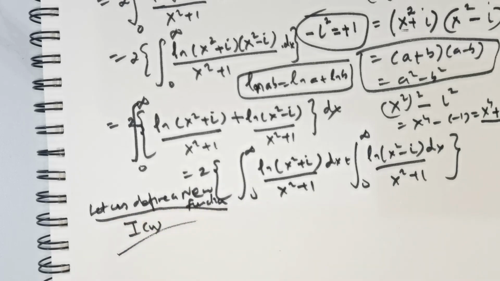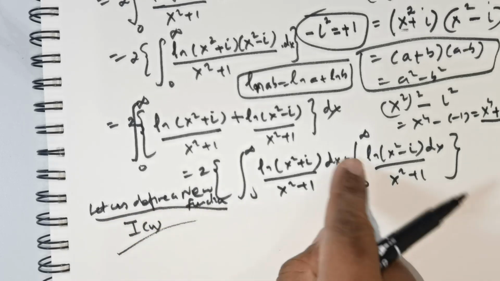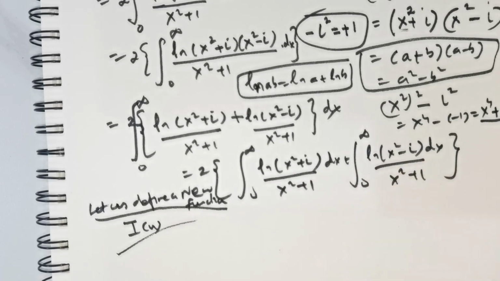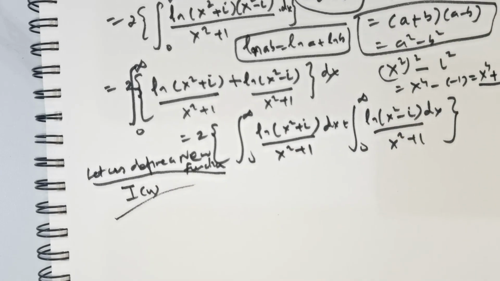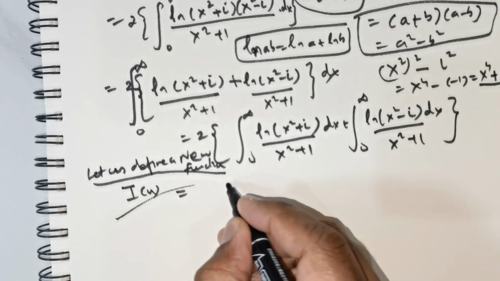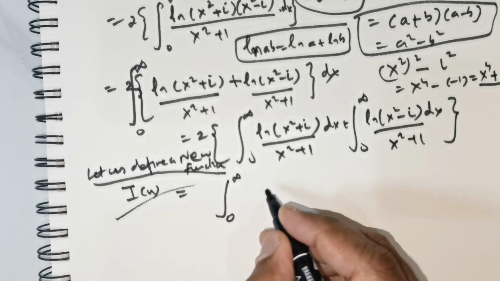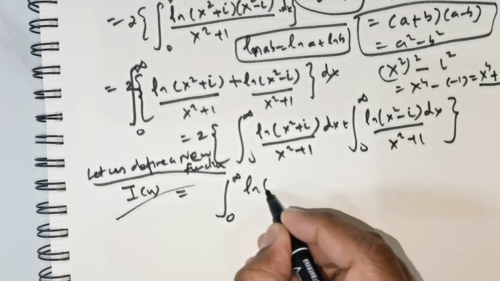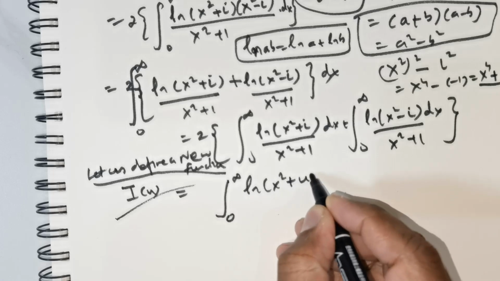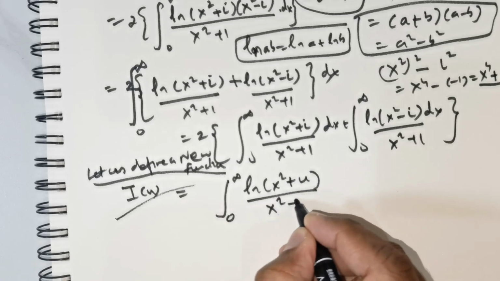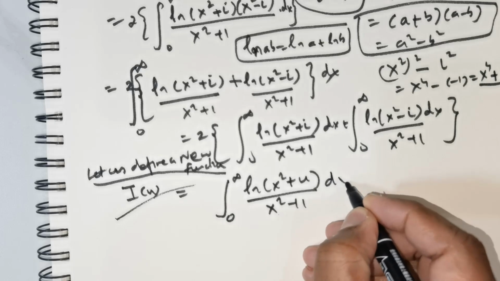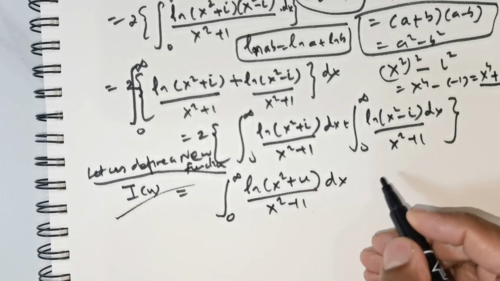Now you need to bear in mind that the new function should be able to span both the quantities. So I'm going to take I(u) equal to the integral from 0 to infinity of ln(x² + u) divided by (x² + 1) times dx. So this is my I(u).